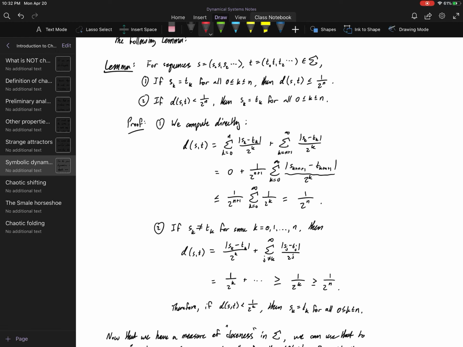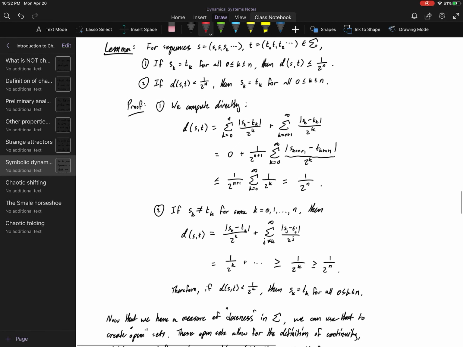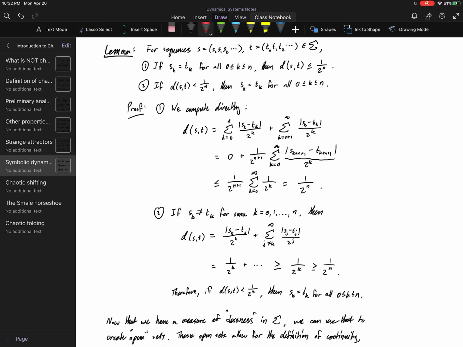And then we get a partial converse to this. In part 2 of the lemma, if the distance is strictly smaller than 1 over 2 to the n, then that means that these sequences have to agree up to the nth term, or the n plus 1 term, I suppose. The way to see this is by going through the contrapositive. So suppose that these sequences did differ for some entry in the first 0 through n indices.